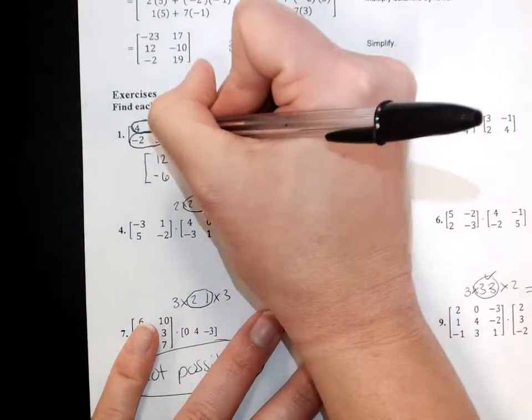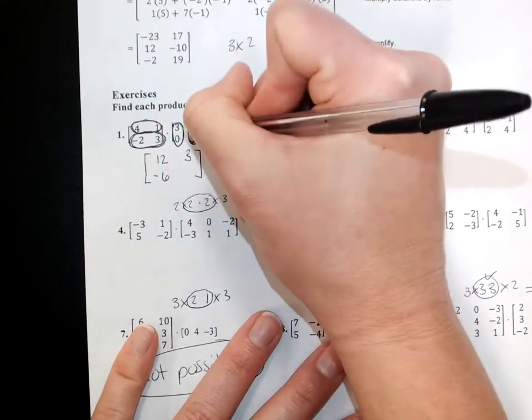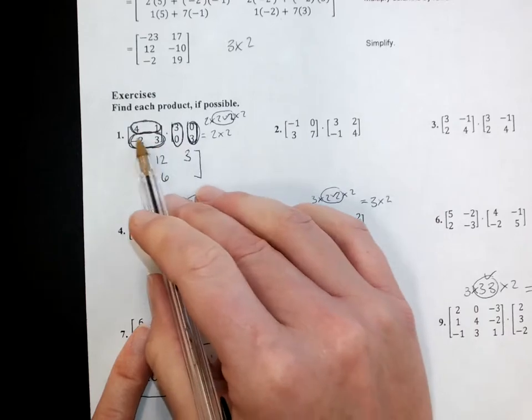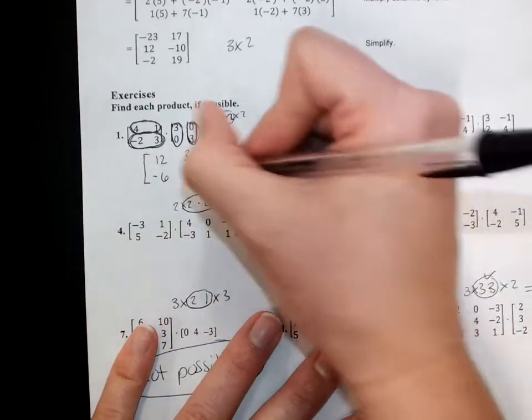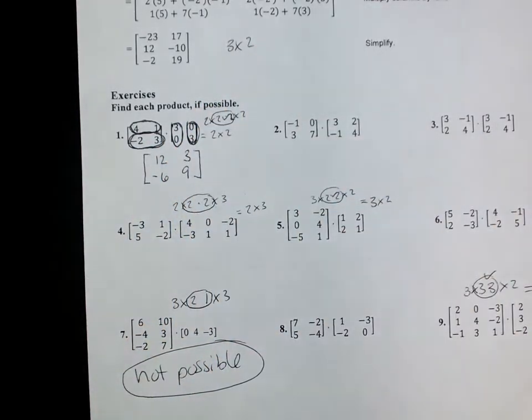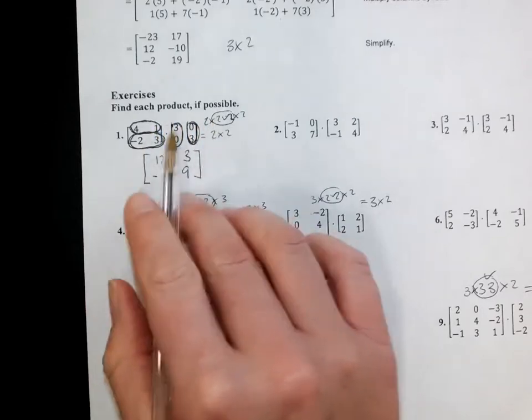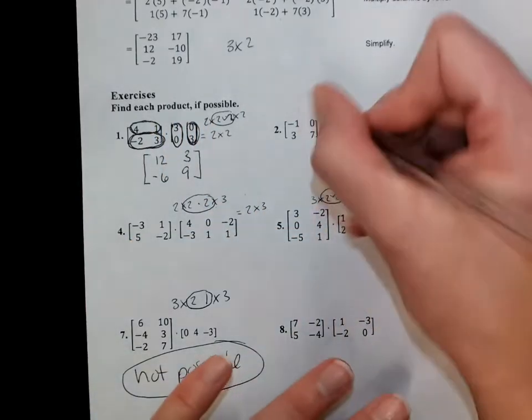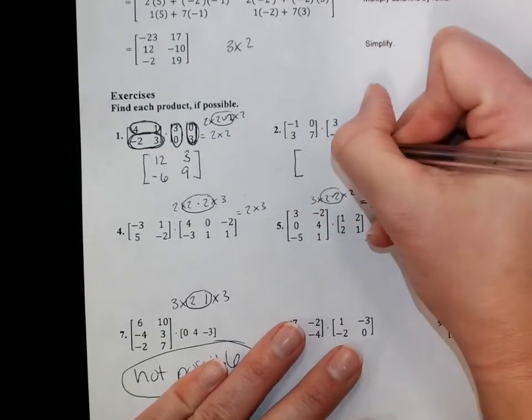And then same thing with the last one. Last row and the last column. Negative 2 times 0 plus 3 times 3. Negative 2 times 0 is 0, plus 9 is a 9, and that's your answer. Okay, so it definitely takes some practice to get used to the method, and I still draw these circles even though I've been doing multiplication of matrices for a while. It just helps me keep organized and keep track of what I'm doing.